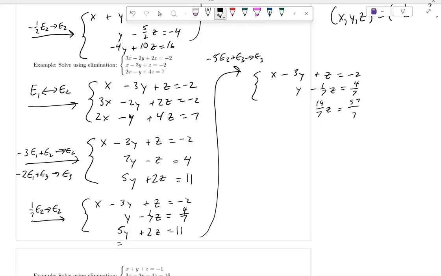All right, so let's recap. What have we done? Got a 1, got zeros, got a 1, got a 0. What's the next step? Get a 1, right? We're going to alternate, right? 1, zeros, 1, zeros, 1, 0. It's always going to be alternating. Okay? What do we need to do to turn that 19 over 7 into a 1?